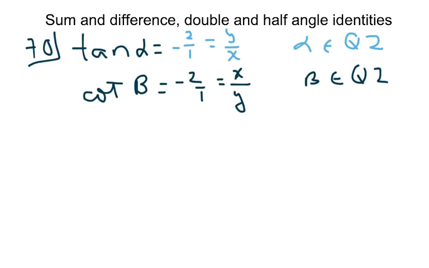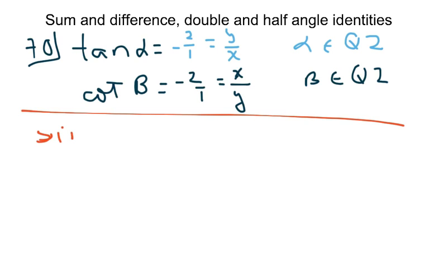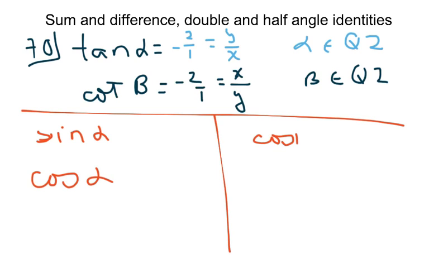The first thing we need to find, just like we did on 68, is sine of alpha and cosine of alpha. And we also need to find cosine of beta. Whoops, let me put sine first. Sine of beta and cosine of beta. On both of these, I don't have my R.